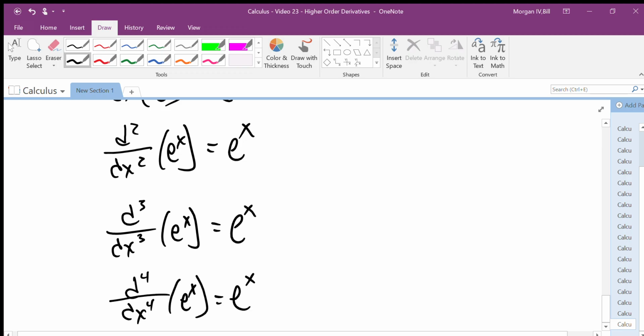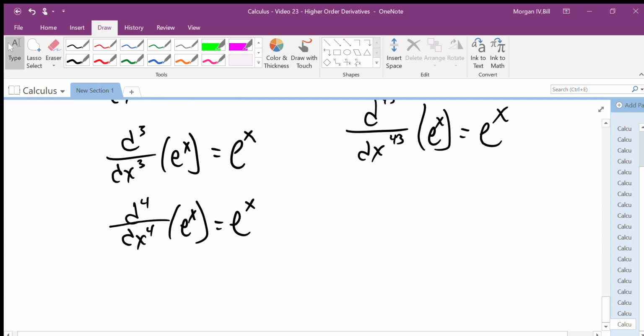This will continue on forever. The 43rd derivative of e to the x is in fact e to the x. Okay, so how about maybe a more interesting problem?